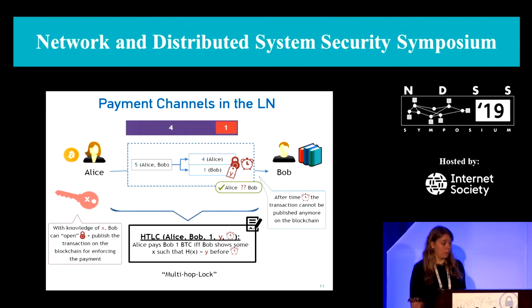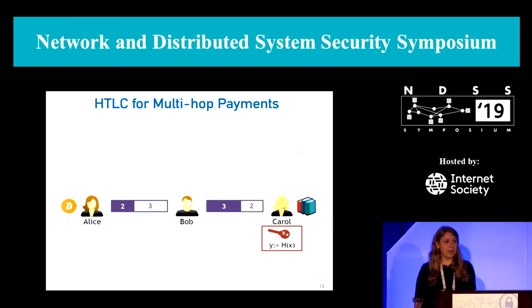More precisely, this kind of lock is a so-called hashtime lock contract. This means that the secret or the key is a value X, which is the pre-image of this condition Y for some hash function H. And now, of course, we ask ourselves, how can we use such HTLCs to get a multi-hop payment? This can easily be done by having several phases in our payment.